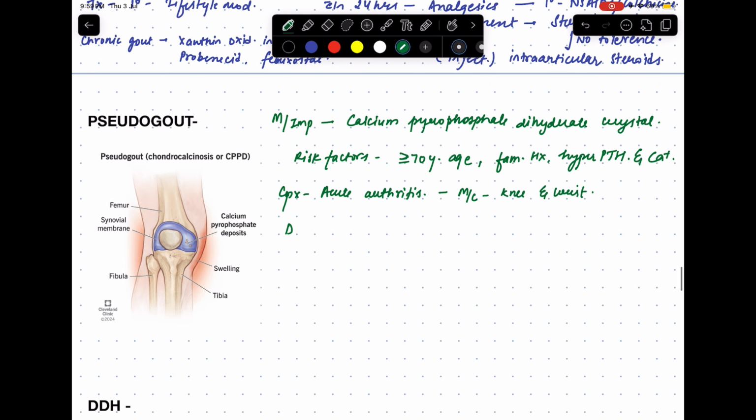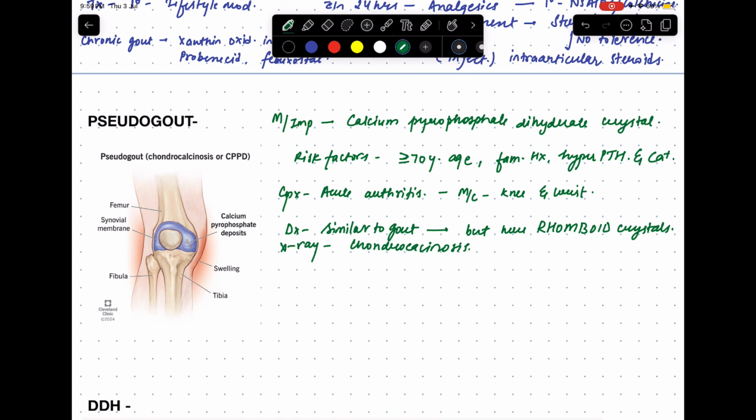Now when we are talking about the diagnosis, it is similar to that of gout. We do the same thing, arthrocentesis with synovial fluid analysis, but the only difference is that there we had needle shaped crystals, and here we have rhomboid shaped crystals that are weakly positively birefringent, and these crystals are made up of CPPD material. That's it. And when we do the x-ray, we will be able to see chondrocalcinosis.